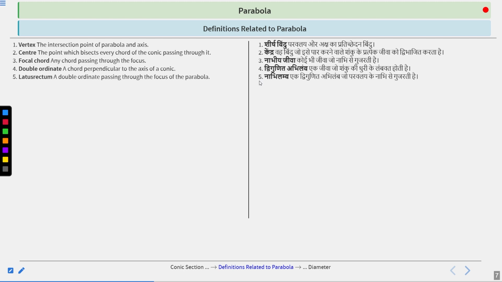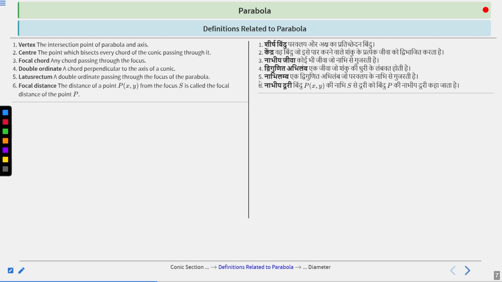Next, latus rectum. A double ordinate passing through the focus of the parabola is called the latus rectum. Next, focal distance. The distance of a point P having coordinates x, y from the focus S is called the focal distance of the point P.